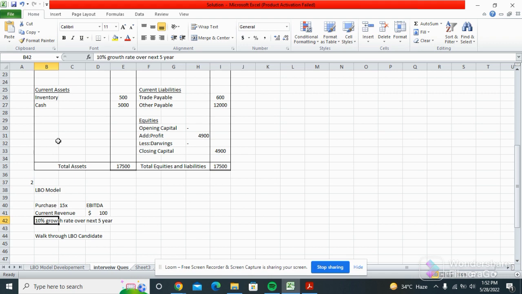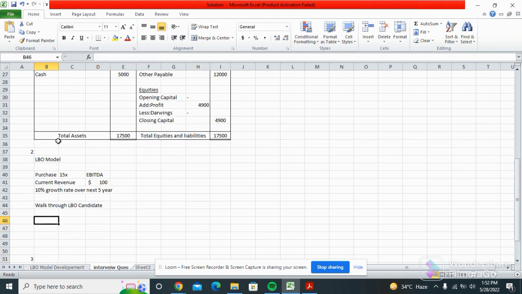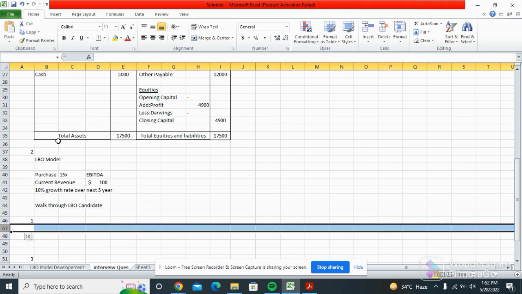After this, the current revenue is $100, and this is basically expecting that the revenue would increase by 10% growth each year in the next 5 years. So, if I talk about whether it is a suitable LBO candidate or not, I have to mention some things that are very important for a company as a suitable leveraged buyout candidate.